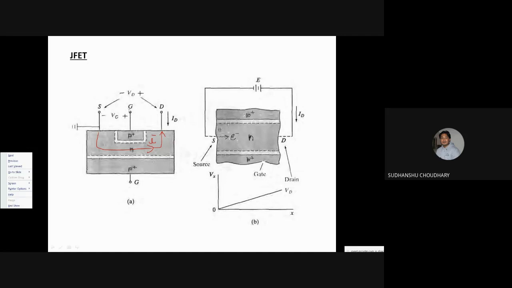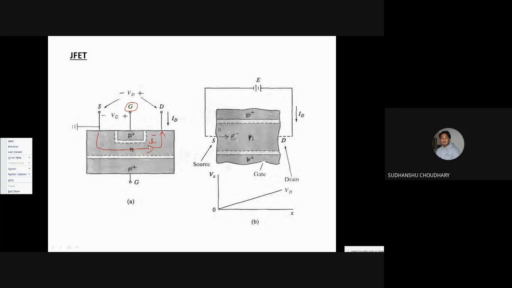Now the third terminal is called the gate terminal. The flow of electrons, I mean how many electrons are collected here, can be controlled by this third terminal, which is called the gate. So the bias, that is the voltage applied to the gate, can control the carriers which are collected at the drain, or the current can be controlled.